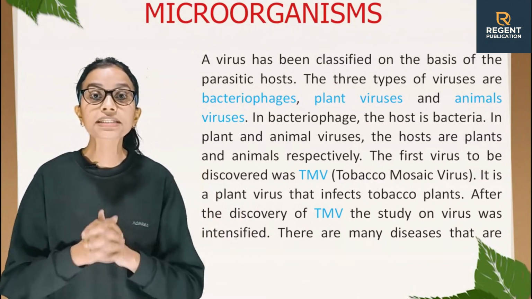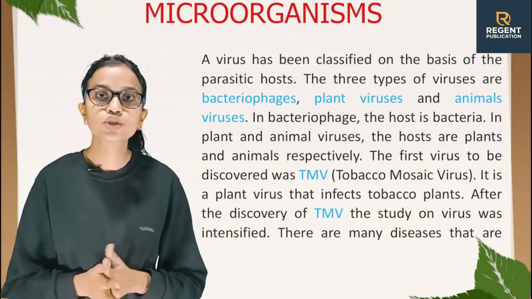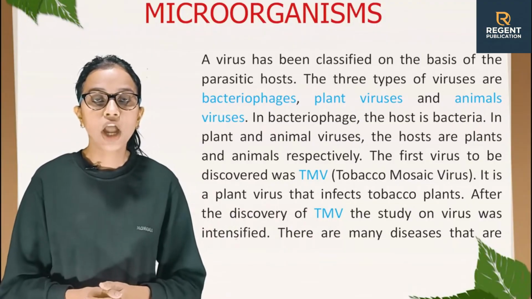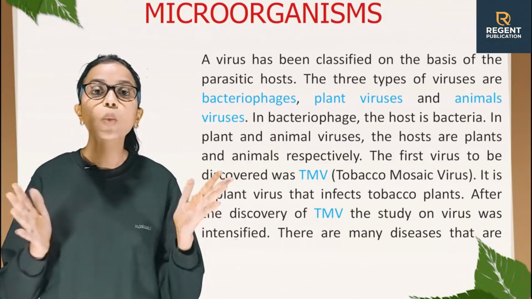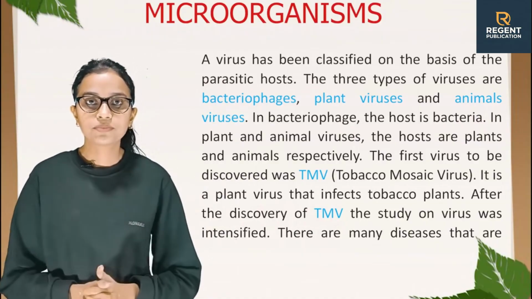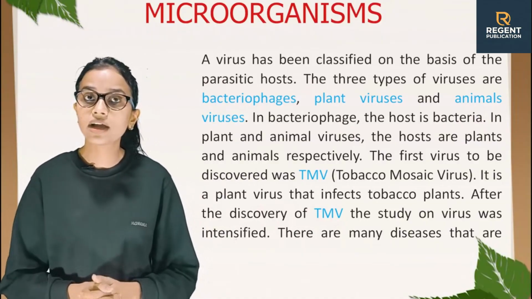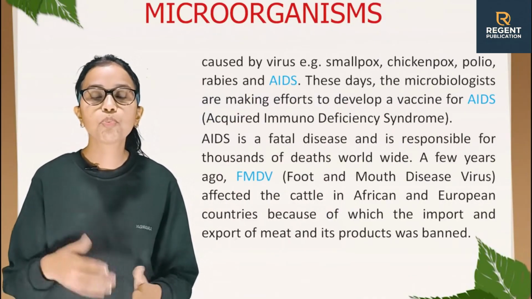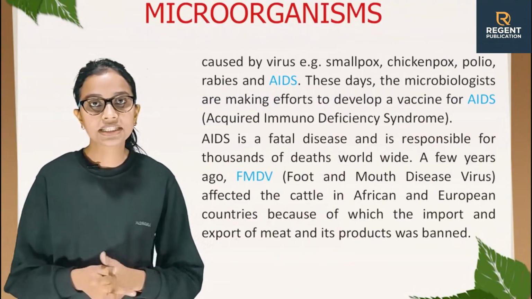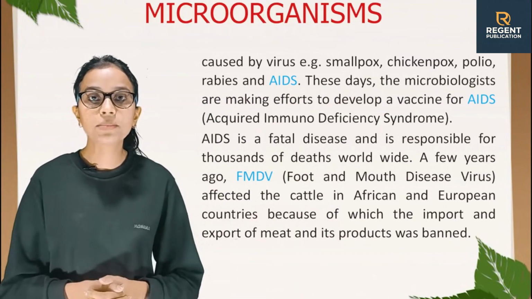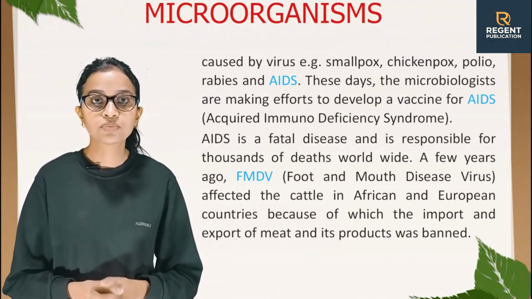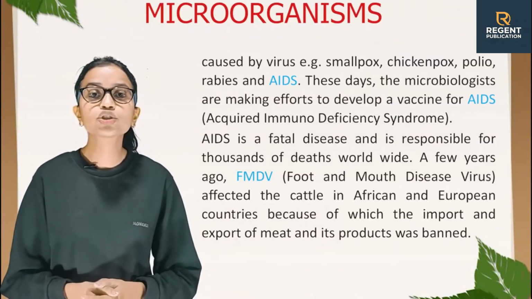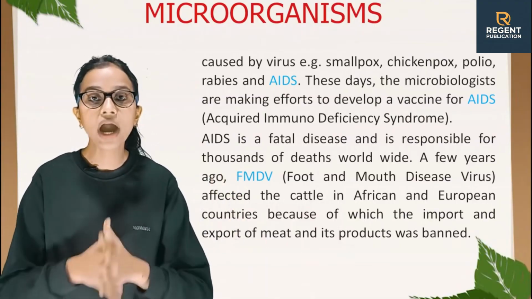The first virus to be discovered was TMV, that is tobacco mosaic virus. It is a plant virus that infects tobacco plants. After the discovery of TMV, the study on virus was intensified. There are many diseases that are caused by virus, example smallpox, chickenpox, polio, rabies, and AIDS. These days, microbiologists are making efforts to develop a vaccine for AIDS, that is acquired immunodeficiency syndrome. AIDS is a fatal disease and is responsible for thousands of deaths worldwide.